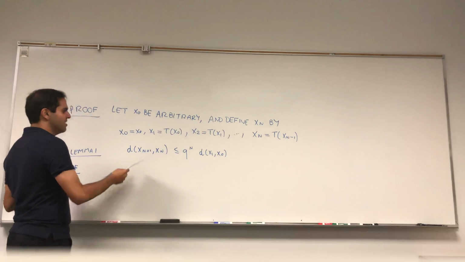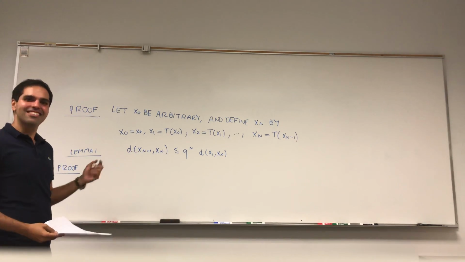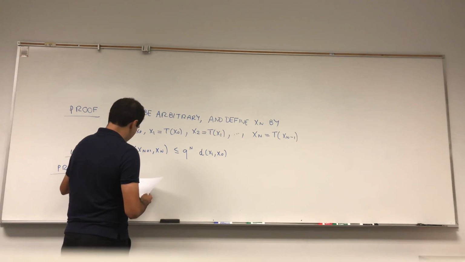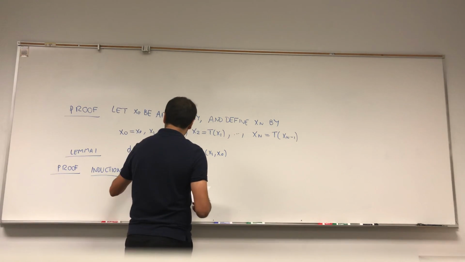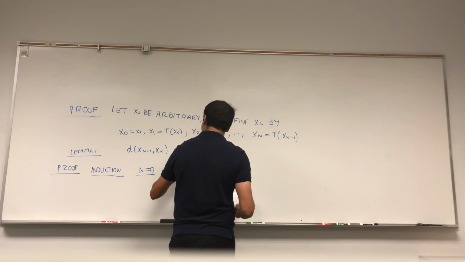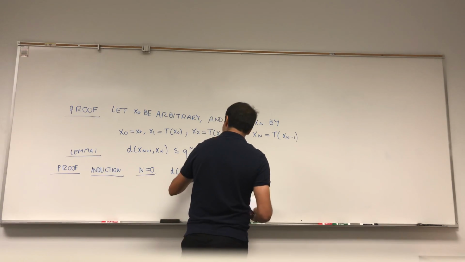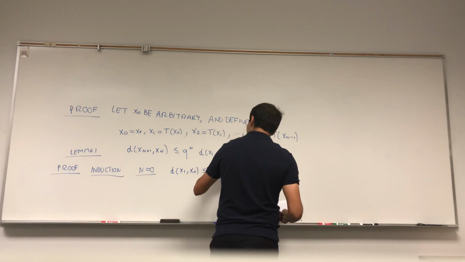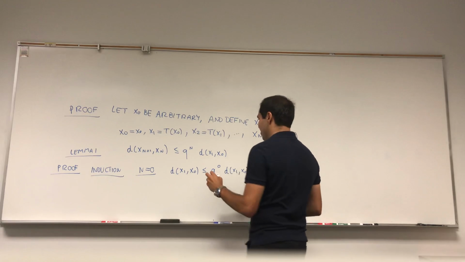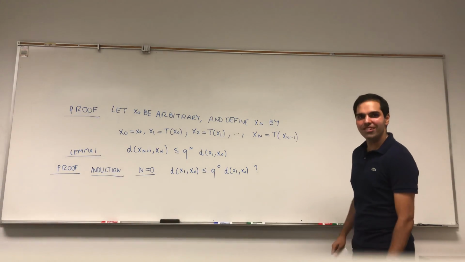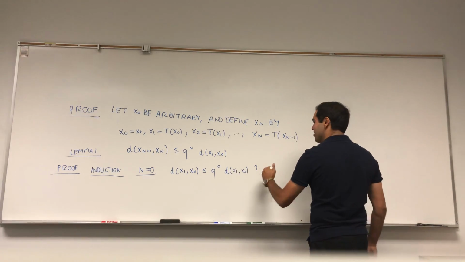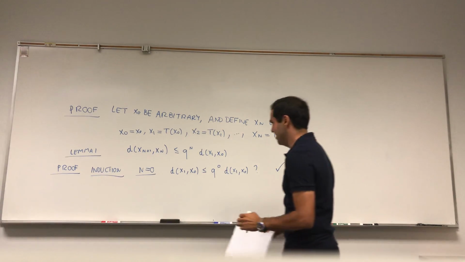So, proof. To prove this, it has to depend on n, so it's a nice induction argument. Well, base case, for n equals 0, the proof is pretty trivial. Is d(x1, x0) less than or equal to q to the 0 times d(x1, x0)? Well, yes, because q to the 0 is 1, and so we get d(x1, x0) is less than or equal to the distance of x1, x0.